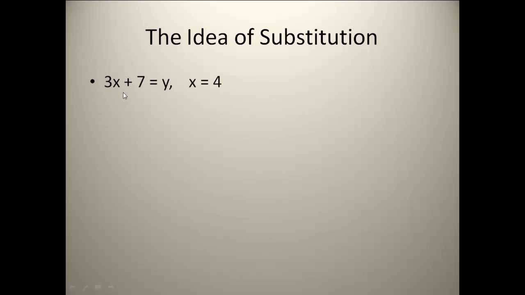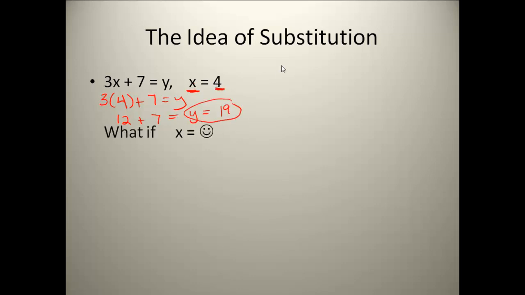If I gave you 3x plus 7 is equal to y and told you that x is equal to 4, because we have two quantities that are equivalent to each other, we can replace one with the other. So every place that I have an x, I am instead going to put a 4 because I'm going to substitute the 4 in place of the x. That then gives me an equation I can solve, and I get y is equal to 19. So that's the basic idea of substitution.